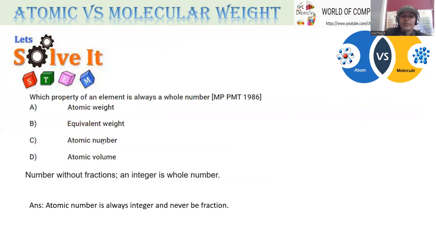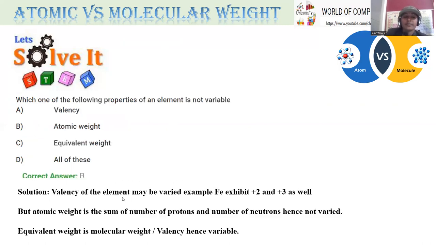Now, let us move on to another problem which was given in an earlier question paper. Which property of the element is always a whole number? Whole number means not a decimal value, no point values. Integer values are required. Atomic weight may be a decimal, equivalent weight may be a decimal, but atomic number will never be a fraction. It will always be a whole number. That's why the right answer is atomic number. Atomic volume, sometimes it will be fractional.